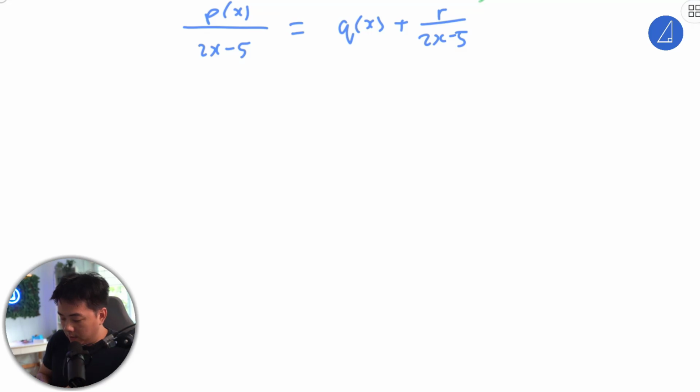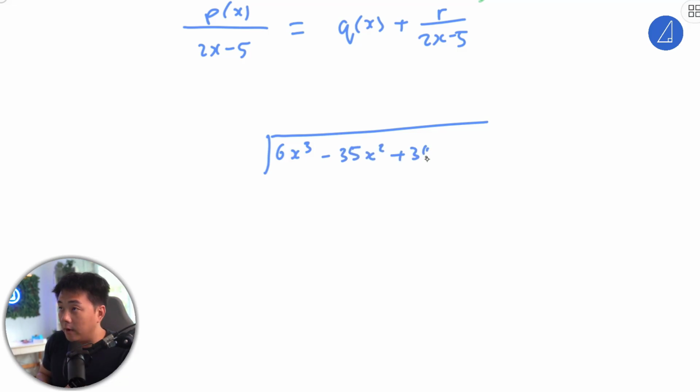In this case, what I'm going to do is take 6x cubed minus 35x squared plus 34x plus 45.